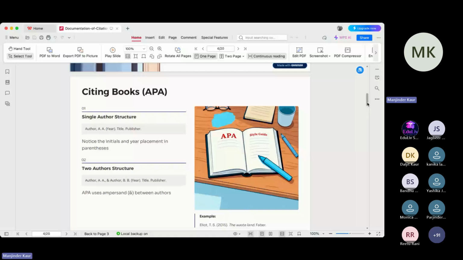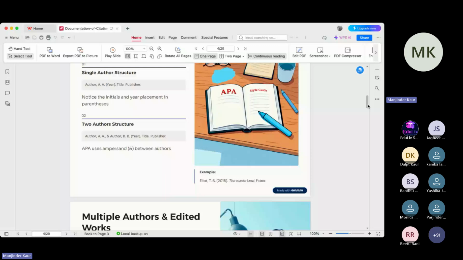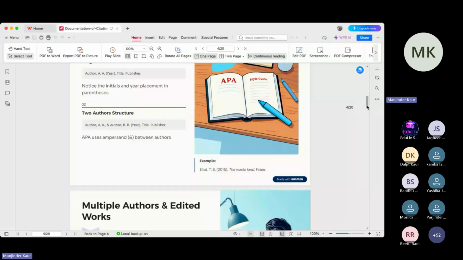Are we clear? We can take an example. Eliot, comma, T.S., okay? We have put a period after both the initials. Then we have written the year 2015 in parentheses. After that, again a period. After that, the title of the book in italics, followed by a period, and Faber is the publishing house. And if we are citing two authors who have jointly written a book, APA uses the ampersand, the symbol of and. And if there are more than two authors, we write et al. Are we clear?